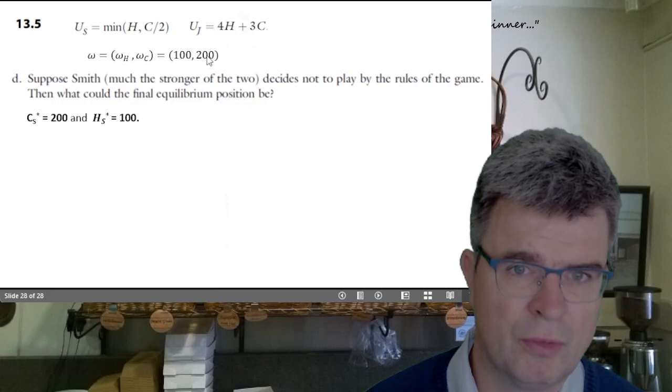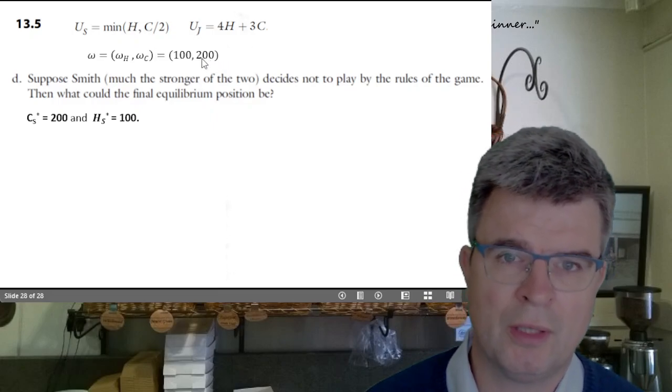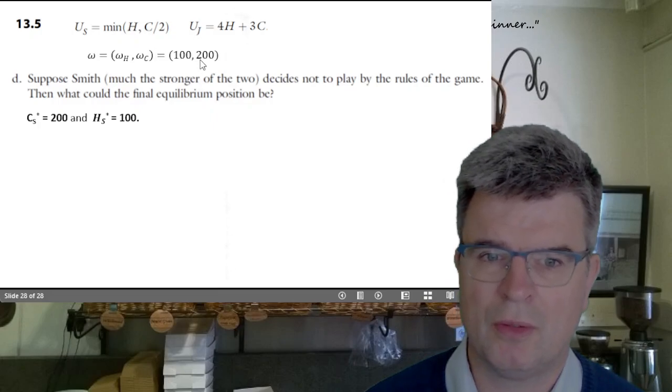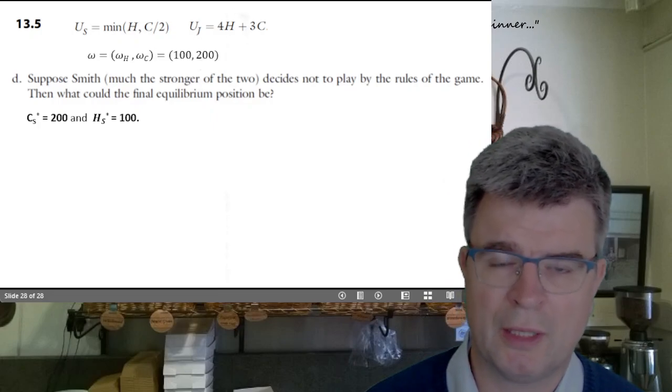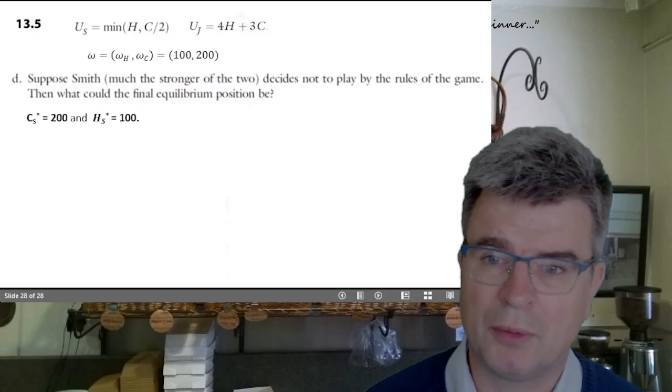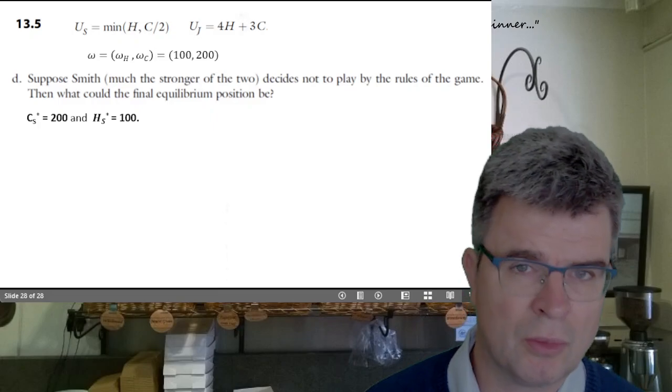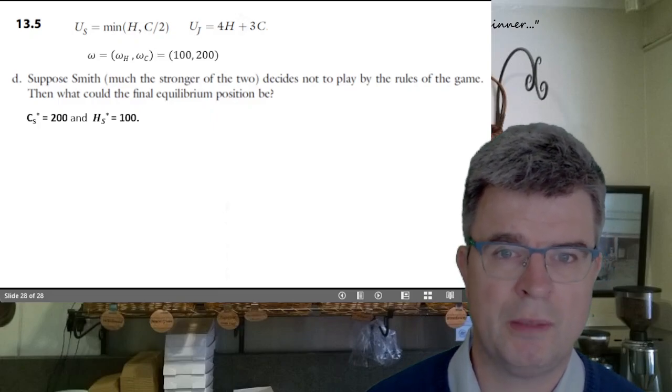Jones with nothing. And fortunately, in real markets, we have rules such that it's not a power of force that will determine the equilibrium outcome. But if not, this would probably happen. And that concludes exercise 13.5.